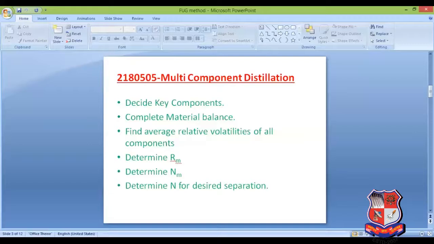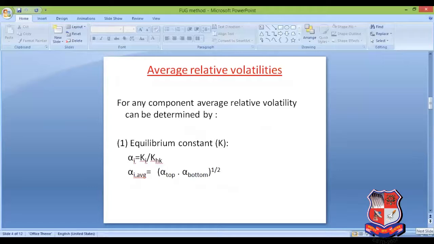Now the main thing is to find the average relative volatilities of all components. In case of binary distillation, we find the relative volatility of the more volatile component with respect to the less volatile component. Now in case of multi-component distillation, we have to determine the average relative volatility of any component with respect to the heavy key. If in the examination or anywhere, the alphas are given to you, then it's okay, we have no issue. But if it is not given, then we can determine it in 2 ways.